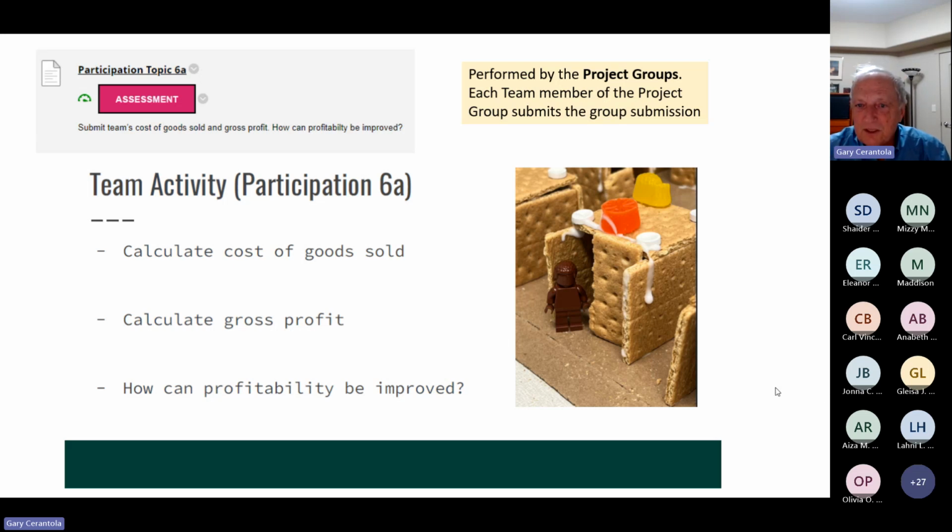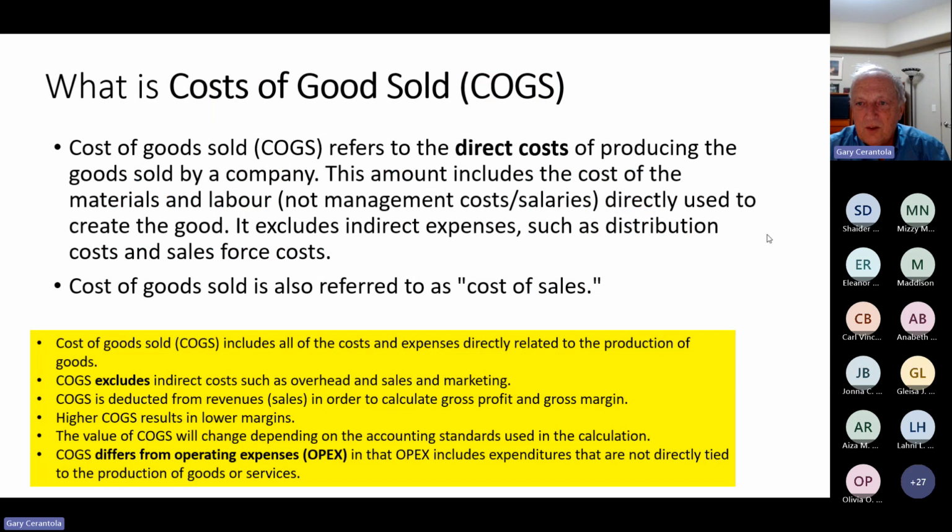All right, so now we're going to talk about this. What you need to do is develop or calculate the cost of goods sold. Those are the direct costs of producing the goods sold by a company. What that means is that for labor, it's the labor deployed directly to make that gingerbread house. So you may have a manager. Well, that manager is a fixed cost. That doesn't go into cost of goods sold, just so you know. So I've listed these things.